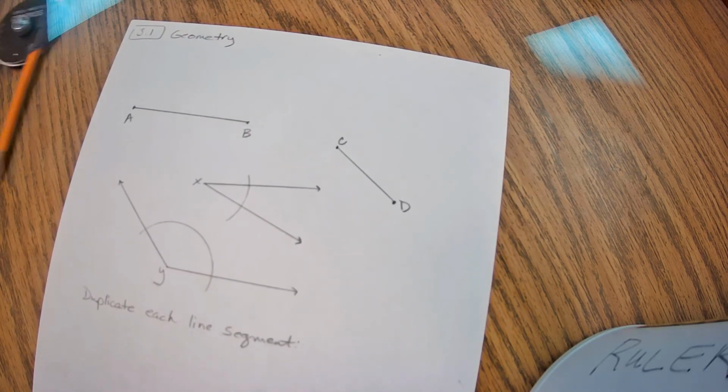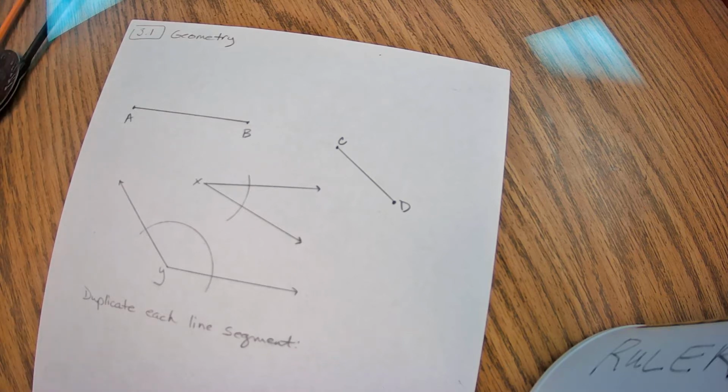Okay, we're starting chapter 3 in geometry. This is the first section, and we're going to be talking about duplicating line segments and angles using geometric constructions. As soon as I find my pencil, I'm going to write down a definition for you.